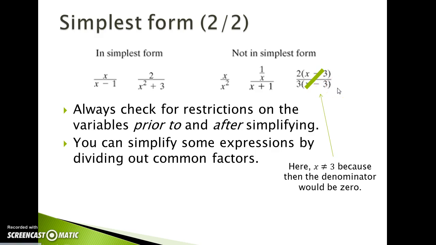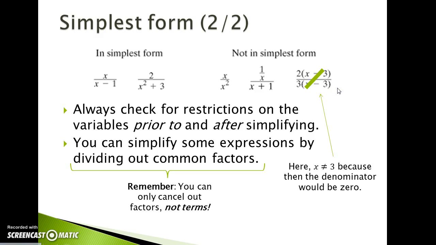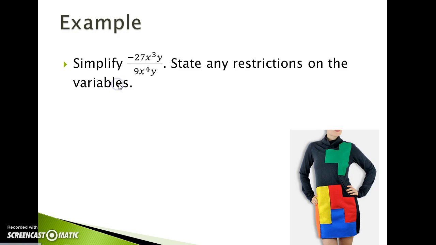You can simplify some expressions by dividing out common factors. And remember, and this is the most important part, you can only cancel out factors, not terms. So for example, we can cancel out x minus 3 because it's a factor. We could not cancel out x and x over here because this x on the bottom is not a factor, it's a term. It's part of the bigger factor, x minus 1.